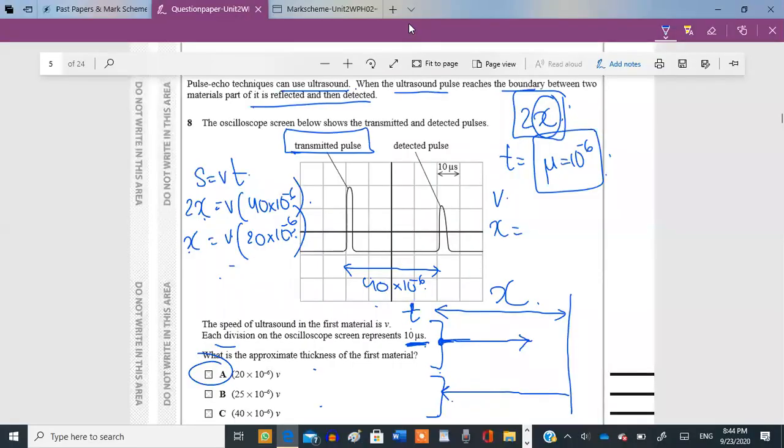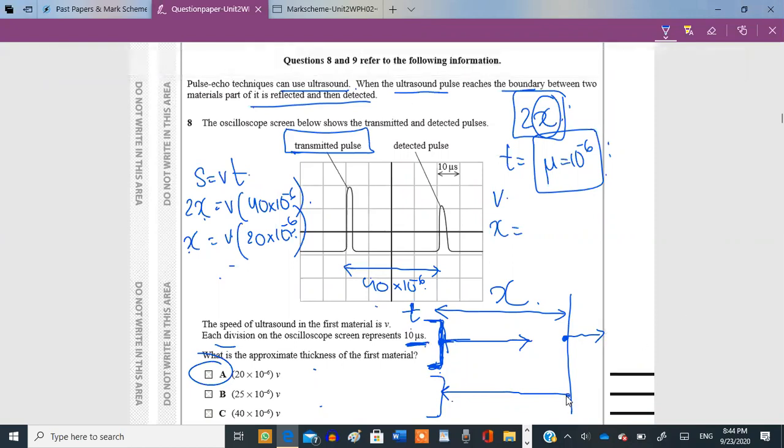Just a quick recap. The pulse is generated and transmitted from here. The stopwatch starts and you get this pulse on the oscilloscope screen. This pulse goes forward and hits the boundary. Some of it is transmitted here as well. That's why the peak is lower than the actual peak, because some of it got transmitted over there, but most of it got reflected back. And then this reflected wave is detected at the detector.